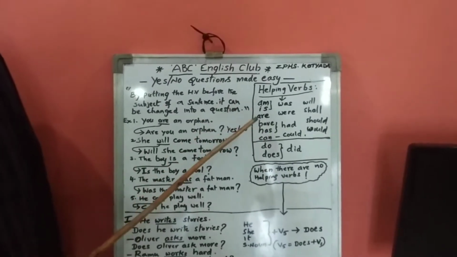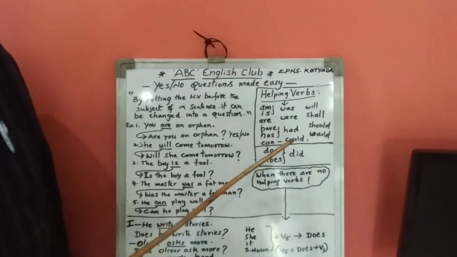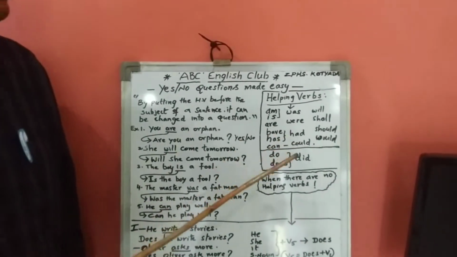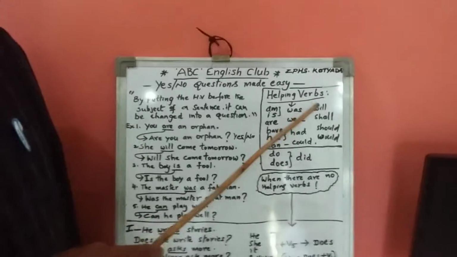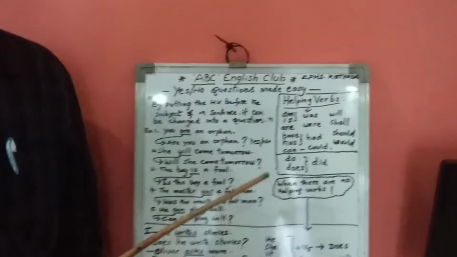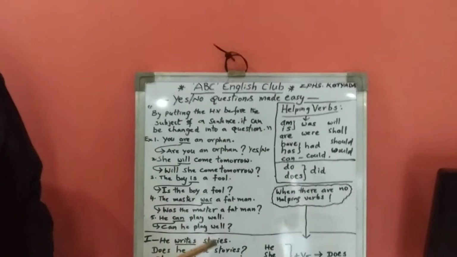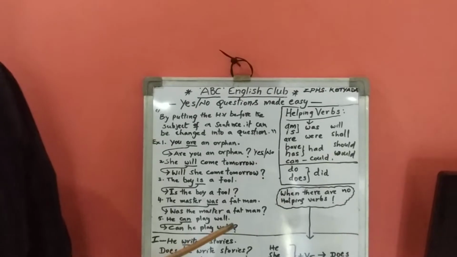These are present tense helping verbs. Was, were, had, could, and did. These are past tense helping verbs. And future tense: will, shall, should, would. Remember all these helping verbs when you start making questions.